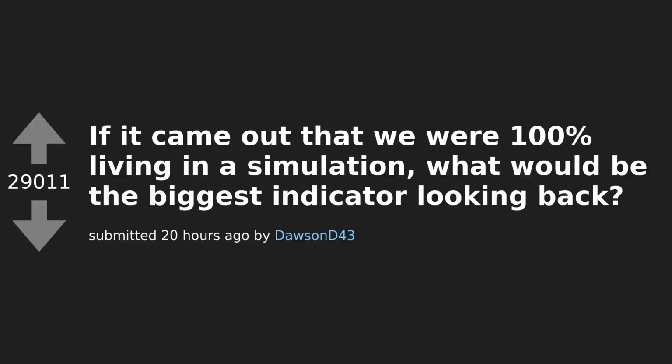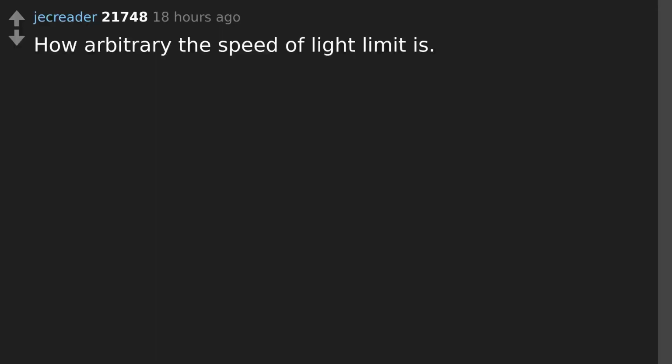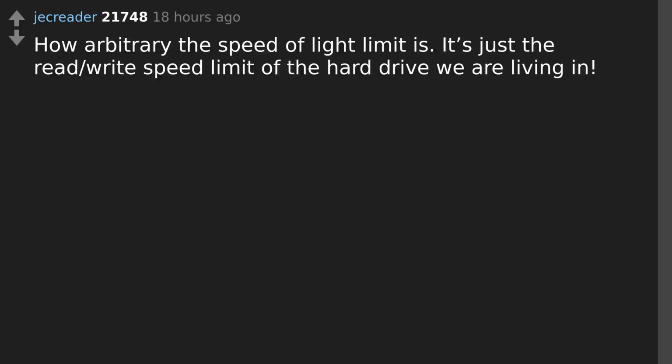Today's topic: If it came out that we were 100% living in a simulation, what would be the biggest indicator looking back? How arbitrary the speed of light limit is. It's just the read-write speed limit of the hard drive we are living in.